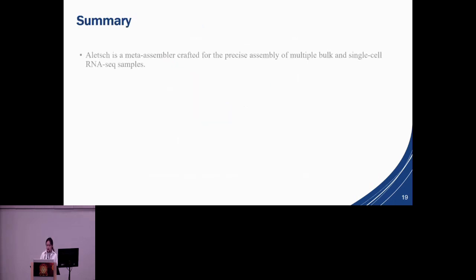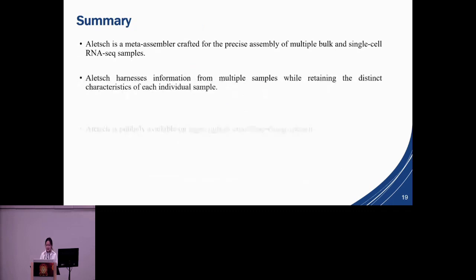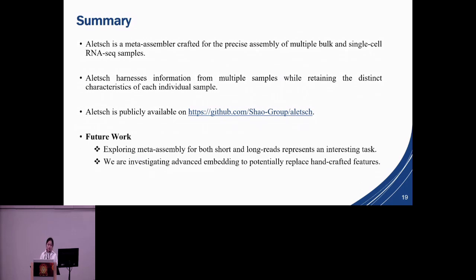In summary, Aletsch is a meta-assembler designed for accurate assembly of multiple bulk and single-cell datasets. It uses information from multiple samples while retaining the distinct characteristics of each individual sample. Aletsch is publicly available on GitHub, and we are continuing to explore this work for meta-assembly of a mix of short and long reads, and exploring advanced embedding techniques to potentially replace current handcrafted features.